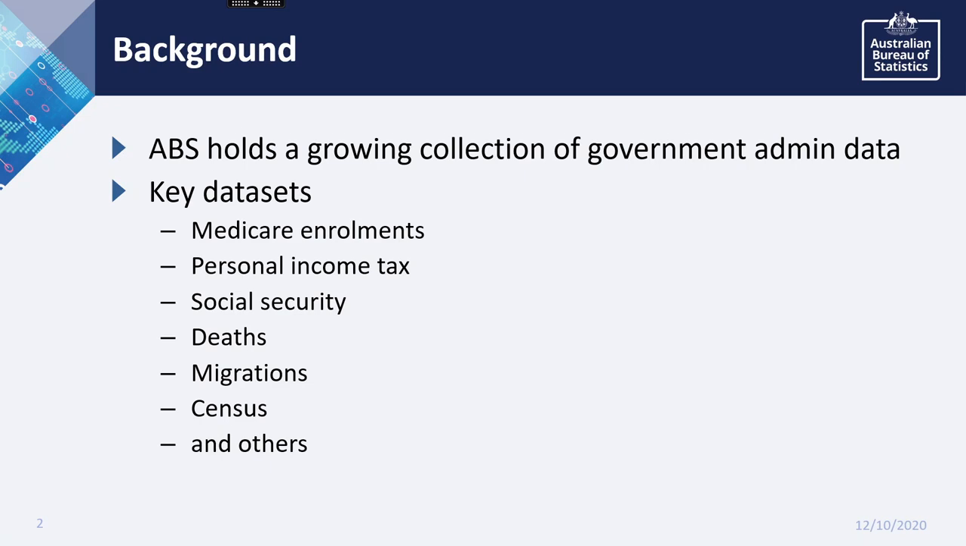So the ABS is in the fortunate position to have access to a growing collection of government admin data from some of our key partners. And some of the key data sets we have are listed there. They include Medicare enrolments data, personal income tax data, social security and benefits data, death registrations, migration, census data, and there are many other data sets we have access to as part of our data integration program.